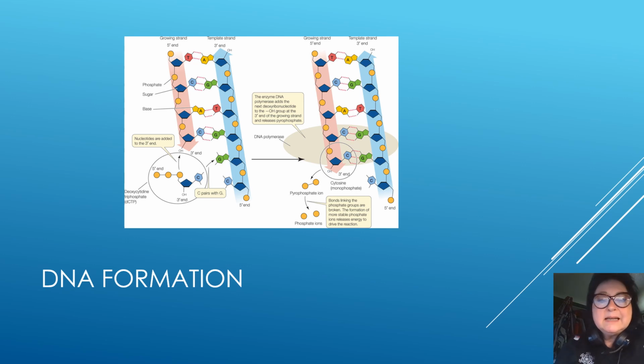All right. Now, DNA formation. Where does the DNA actually come from? DNA formation occurs in what cell structure? Well, it occurs in the nucleus. That DNA develops and is created right in the nucleus of the cell.